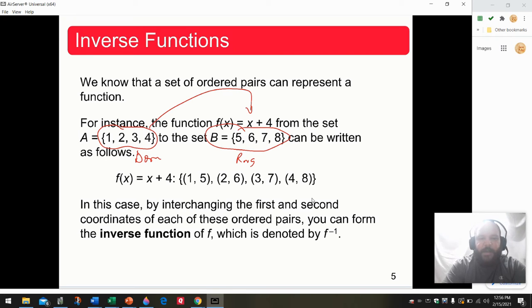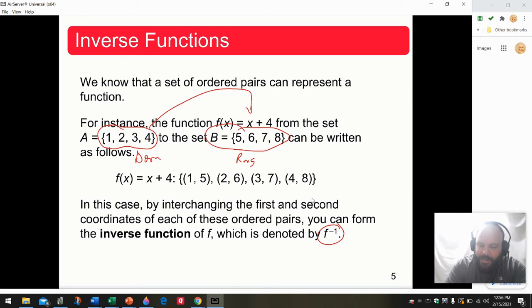Now it says in this case, by interchanging the first and the second coordinates of each of these pairs, you can form an inverse function of f, which is denoted by f inverse. So that word right there, you see that new notation that we've not seen. That is not pronounced f to the negative 1. That denotes f inverse, and that is how that is pronounced.